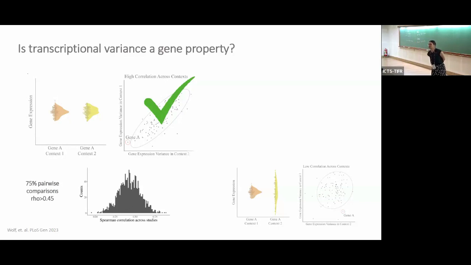Even for housekeeping genes, you can still find variation in expression. That's the main variation. This is variance across people. Especially this variance. I'm not sure, variance across what?